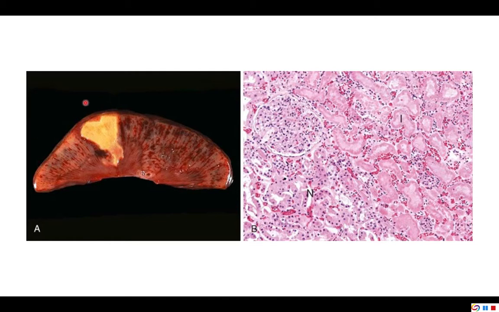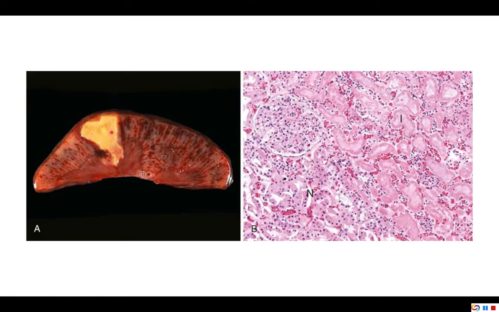Here, this is a wedge-shaped infarct, and this is in a kidney. This is normal-ish, actually not really normal, but this is kidney, and then this is this wedge-shaped infarct that's yellow tan here. That's what it looks like grossly. That's what we call an infarct.